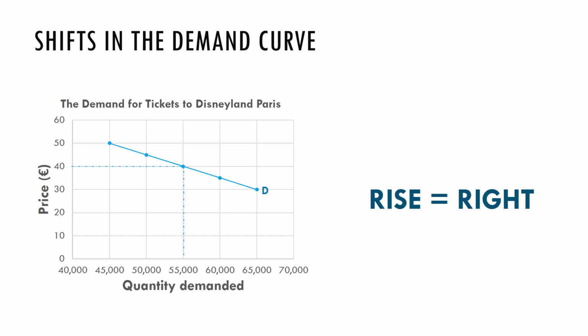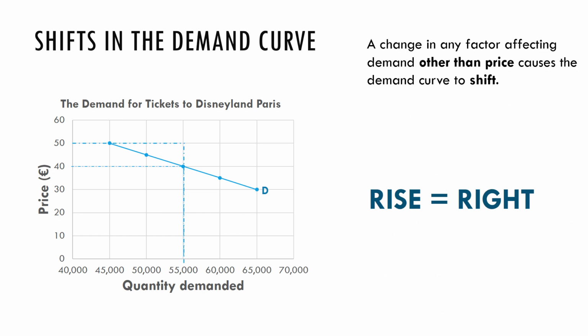Now, if any of these factors change, it's going to cause a shift in the demand curve. And if there's an increase in demand, a rise in demand, we're going to shift our demand curve to the right. So a change in any factor affecting demand other than price causes a shift to the demand curve. And here we've got a shift in demand to the right.